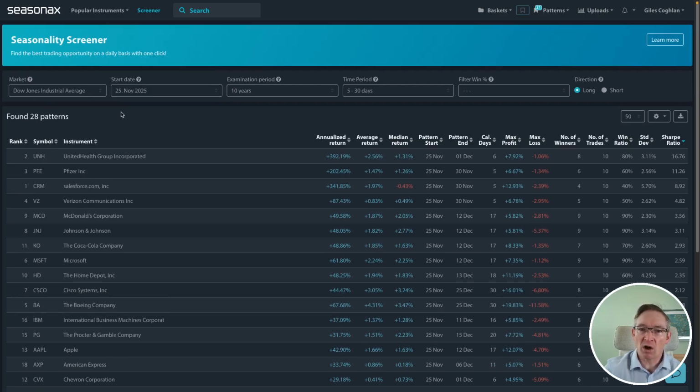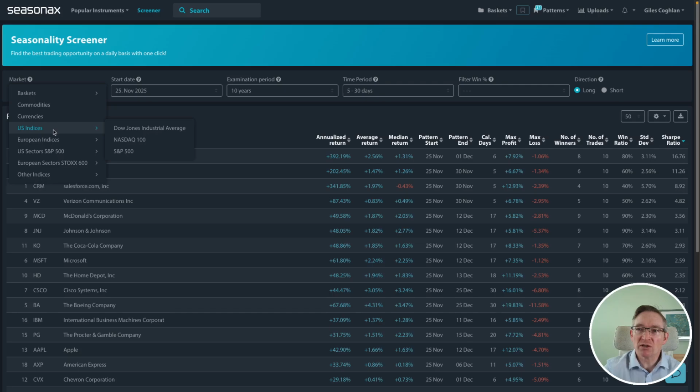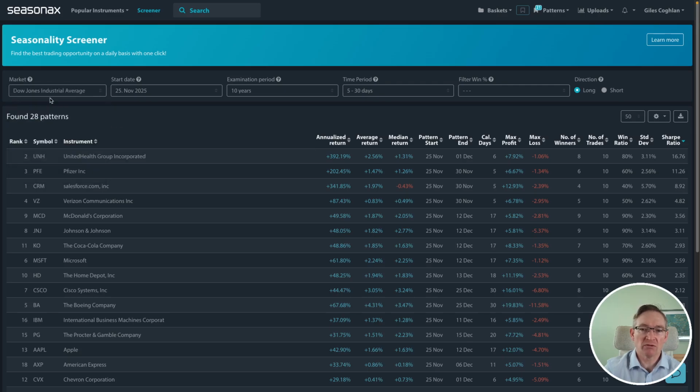So step one, you would choose your market. And you can see in this example, we've chosen the Dow Jones Industrial Average. But you could choose lots of different markets, from the European indices, commodities, currencies. You have a whole variety of options. In this instance, we're going to choose the Dow Jones Industrial Average. Now what we're doing is scanning all the companies in the Dow Jones Industrial Average.